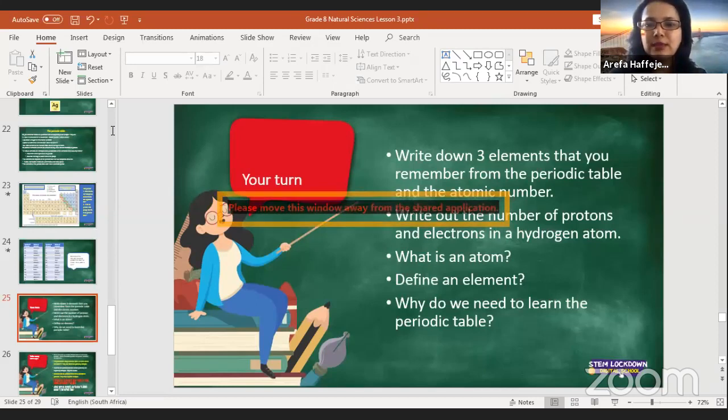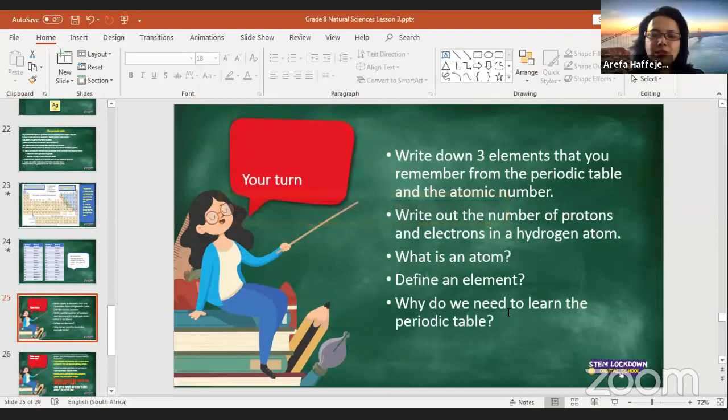So you're going to write the atomic number, and then you're going to write down the number of protons or electrons in a hydrogen atom. I want you to write the definition of what an atom is. I want you to define an element. Now, these two were from yesterday's lesson as well. I defined what an atom was, and I defined what an element was.